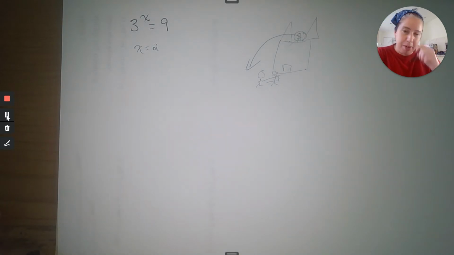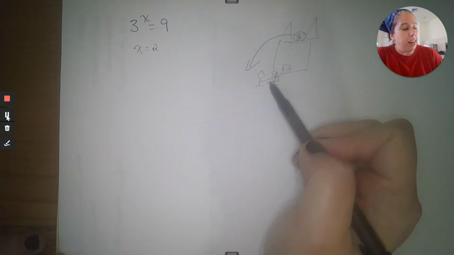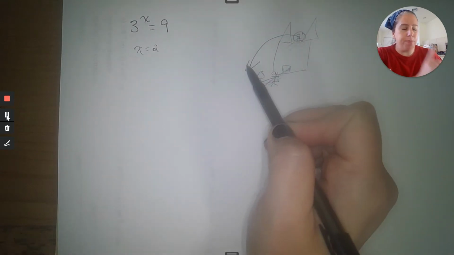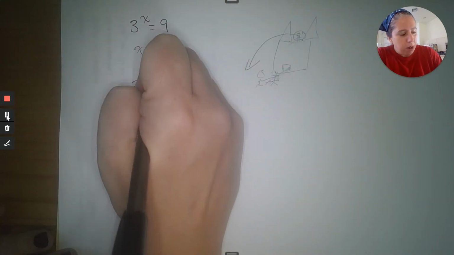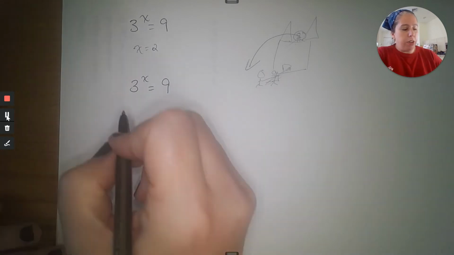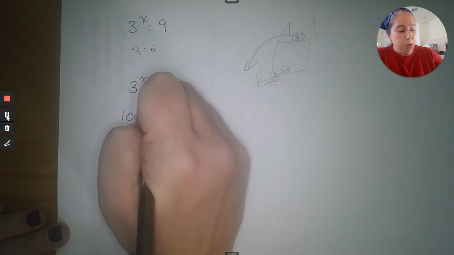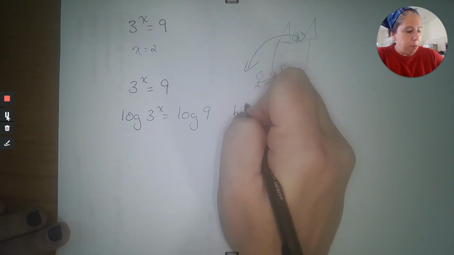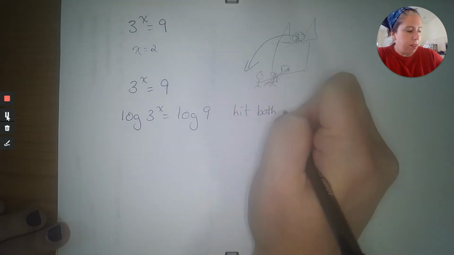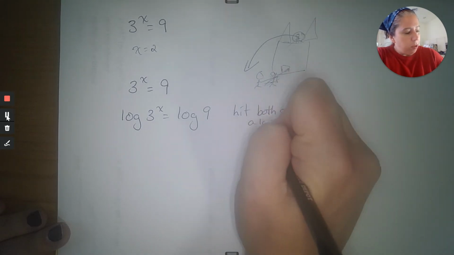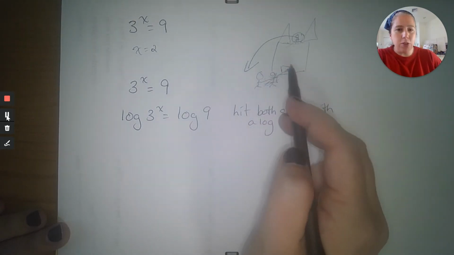Okay, so why am I telling you this story? Because they're going to hit the door with a log, and the guy is going to fall off the top. So here's why I tell that story, and it usually helps. When you're solving a problem and you have an exponent, what you're going to do is hit both sides with the log. So we hit the castle door with the log, right?